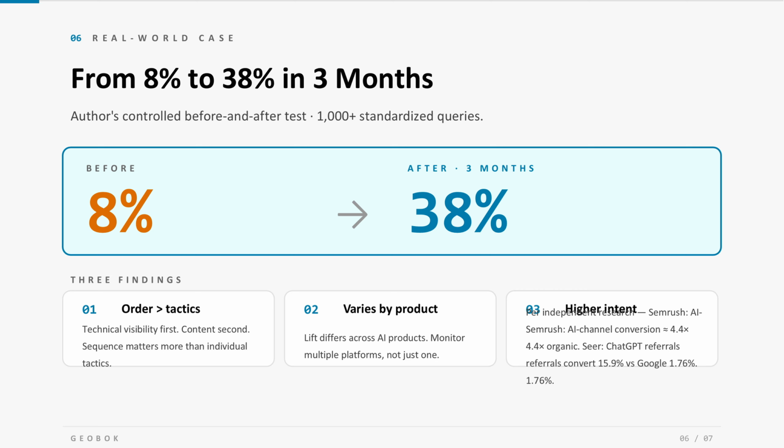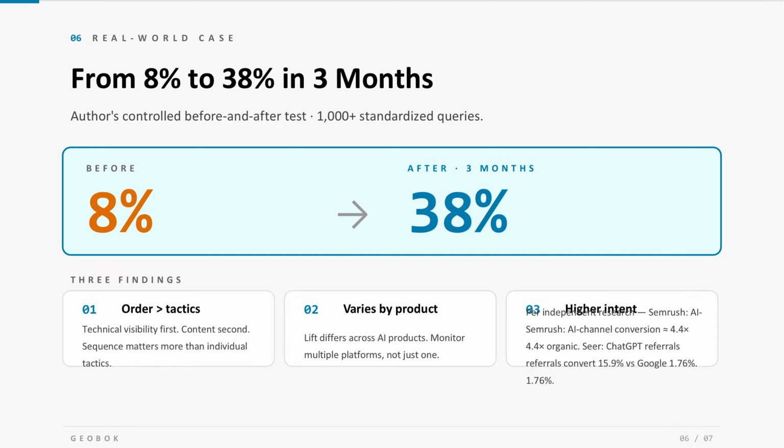Theory covered. Now real data. The author of this book ran a controlled before and after test using a standardized question library of over 1,000 queries, 4 actions. Ensure core pages were crawlable by AI. Build independently adoptable answer blocks. Near the top of key pages, attribute key data to sourced authorities and deploy schema-structured data. The result: source adoption rate rose from 8% to 38%.